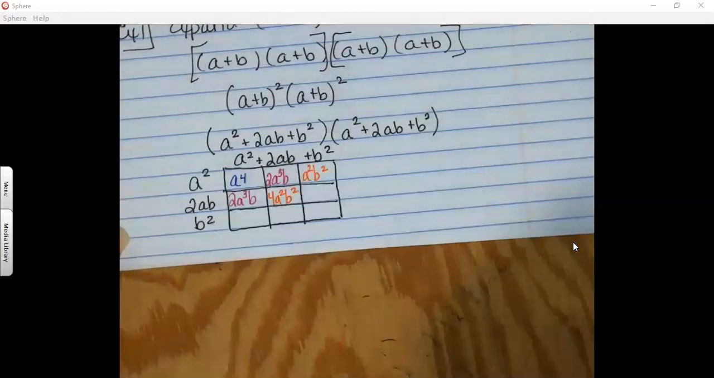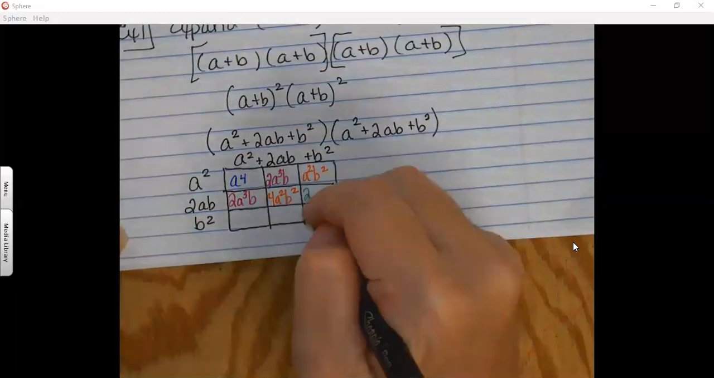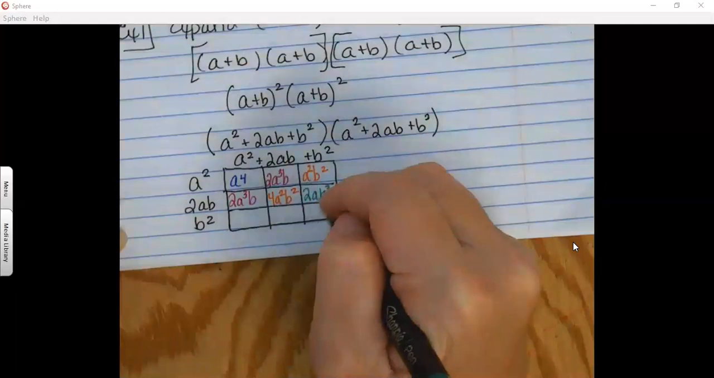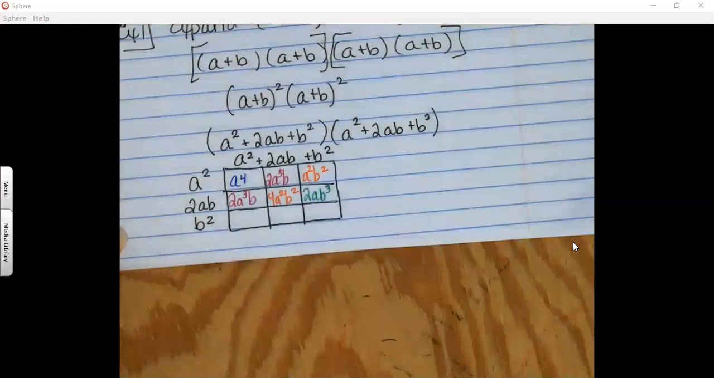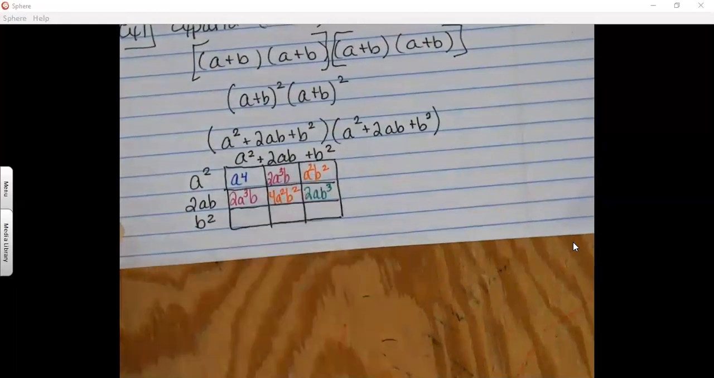What's 2ab times b squared? 2ab cubed. Okay. B squared times a squared. Let's do a squared b squared. You could say b squared a squared, but isn't that the same as a squared b squared? And since we already have it as the a first, let's do that so we don't get confused.